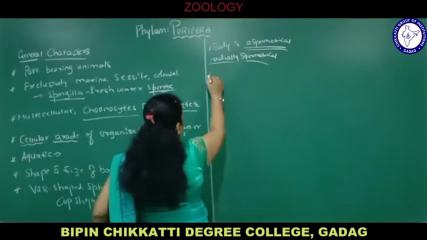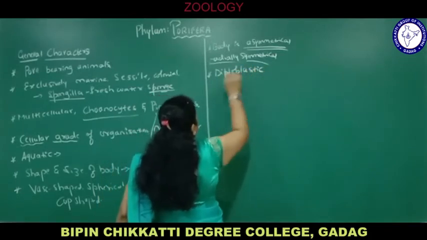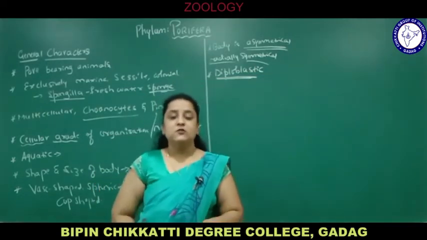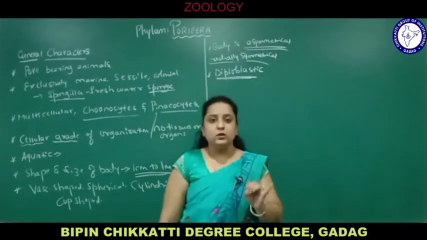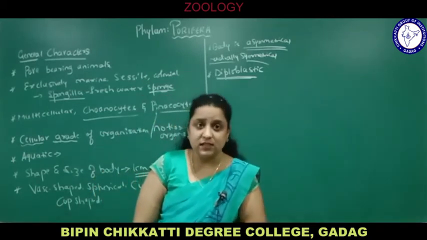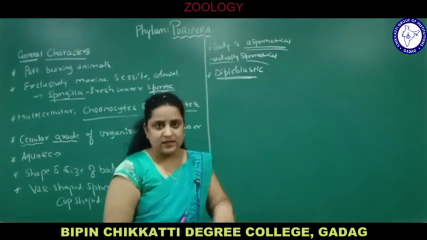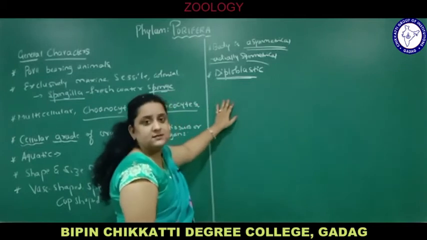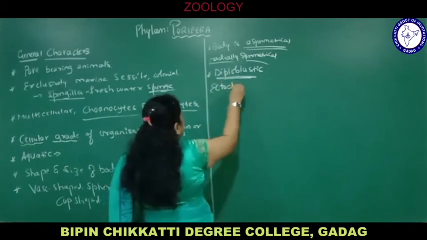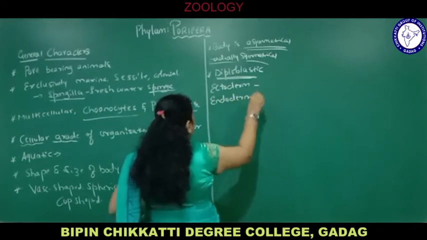Then coming to the sponge's body, it is diploblastic. You know the meaning of the terms diploblastic and triploblastic. During the formation of the embryo, there is formation of 3 germ layers: ectoderm, endoderm and mesoderm. If the animal body has all 3 germ layers, ectoderm, endoderm and mesoderm, then the animal is said to be triploblastic. If the animal has only 2 germ layers, ectoderm and endoderm, then it is called diploblastic.